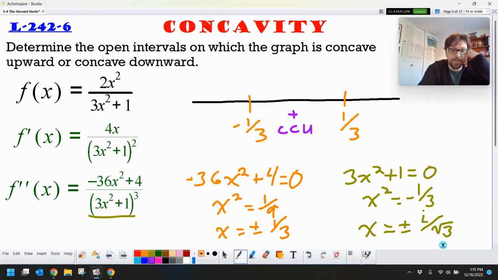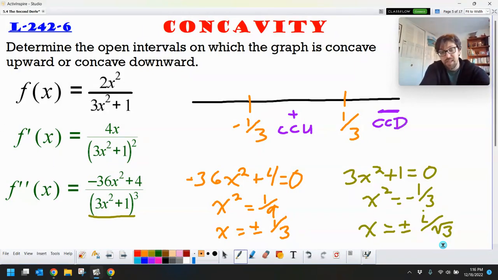If I check some number that's bigger than 1/3, so I'm going to check like a million. So then this will be really, really huge if I plug in a million into that. Plus 4, that's still really big. But it'll be negative. It'll be a really big negative number. And then this will be a real big positive number in the denominator. So a negative divided by a positive. Oh, that is going to be definitely negative. And it will be concave down.